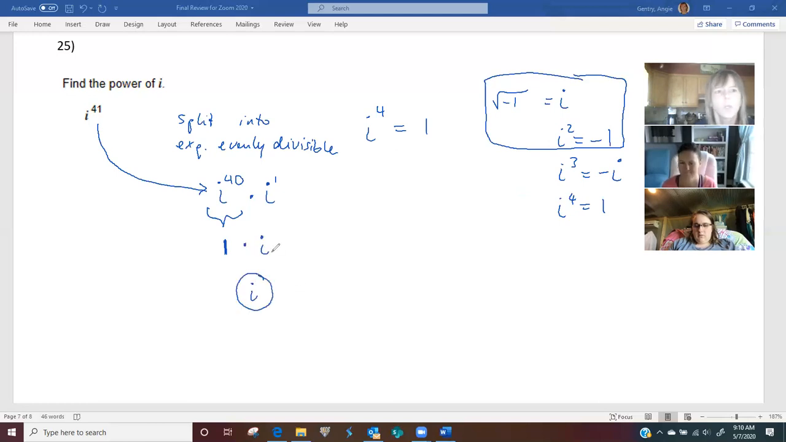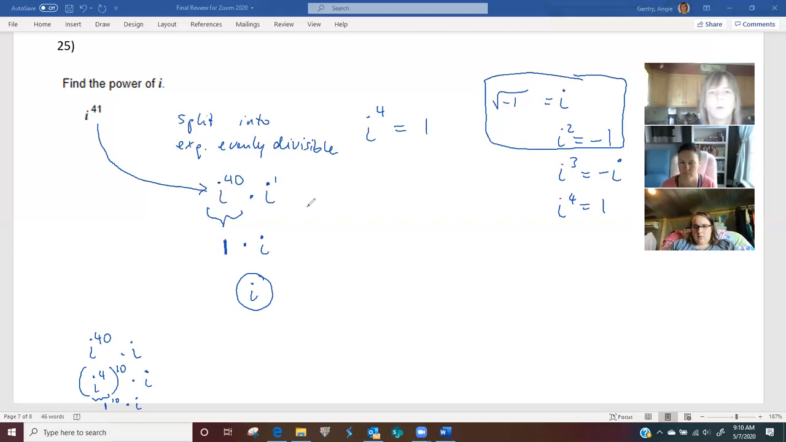So if you want to, you can show the i to the 40th because your goal is to get an i to the 4th here. There's a 10 here. 4 times 10 is 40. And then you could say i to the 4th is the 1. 1 to the 10th is 1. You see, and 1 times i is still i.